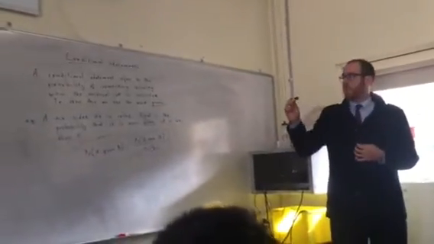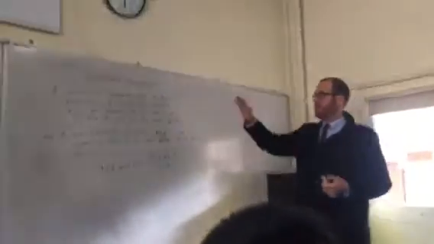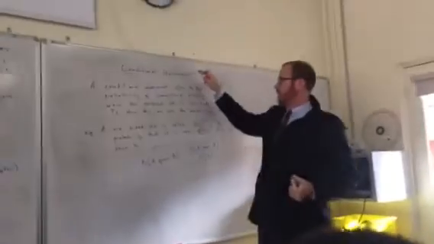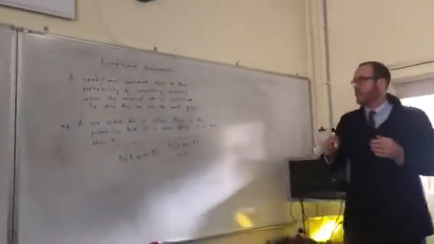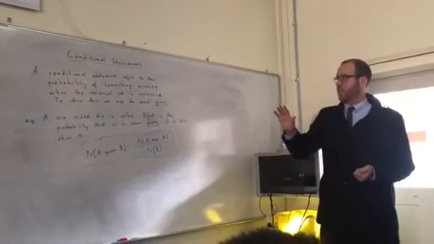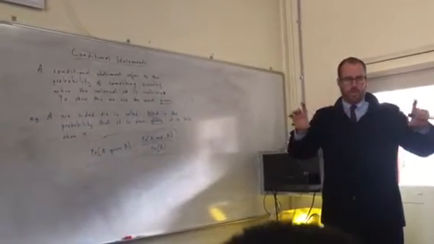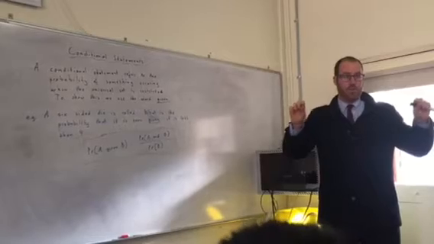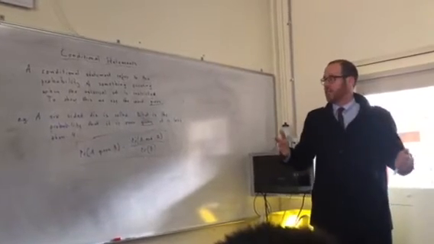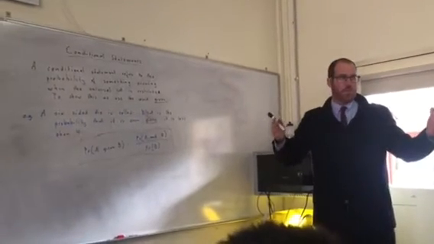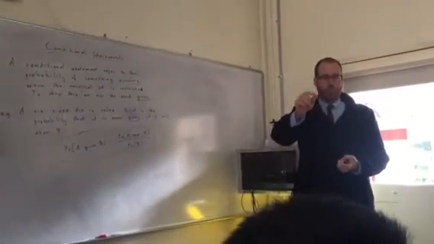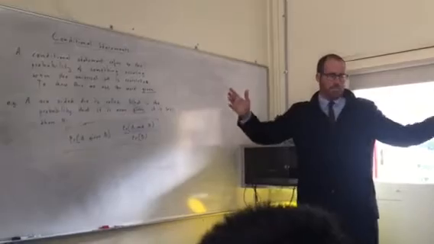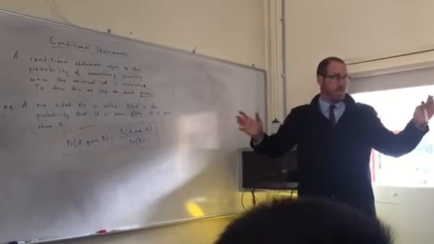Okay, guys. So the learning intention of today is this idea of conditional statements. Firstly, we talked about the universal set. If you roll a dice, for example, the universal set is the things that can happen: 1, 2, 3, 4, 5, 6. That's all the possible outcomes of something that can happen, isn't it?